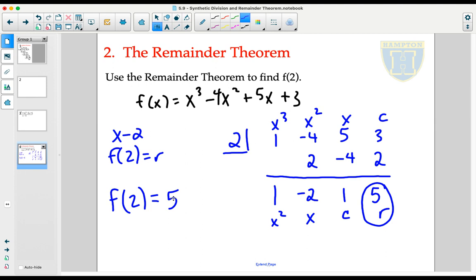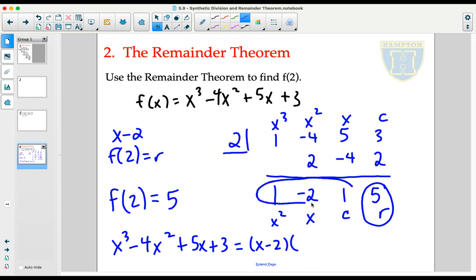Thought about a little bit of a different way, using our classic dividend, divisor, quotient approach, we know then that x cubed minus 4x squared plus 5x plus 3, our original dividend, is equal to our divisor, which was x minus 2, times our quotient, which we get from right here, x squared minus 2x plus 1, plus our separate remainder.